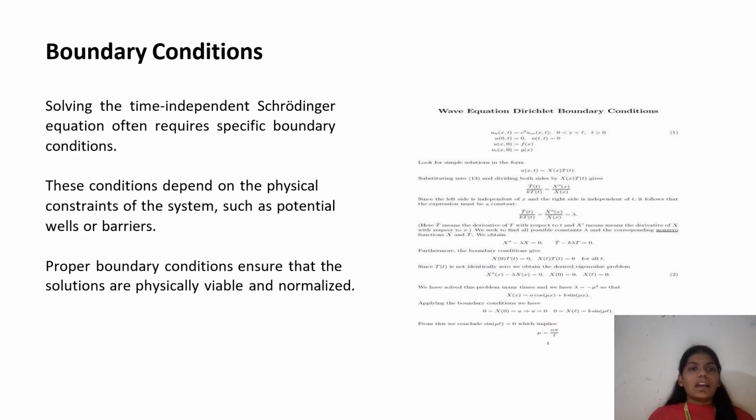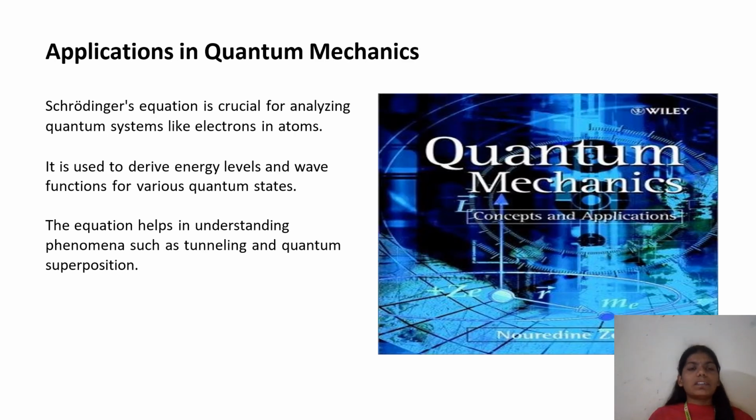Boundary conditions. Solving the time-independent Schrödinger's equation often requires specific boundary conditions. These conditions depend on the physical constraints of the system, such as potential wells or barriers. Proper boundary conditions ensure that the solutions are physically valid and normalized. And the next is applications in quantum mechanics.